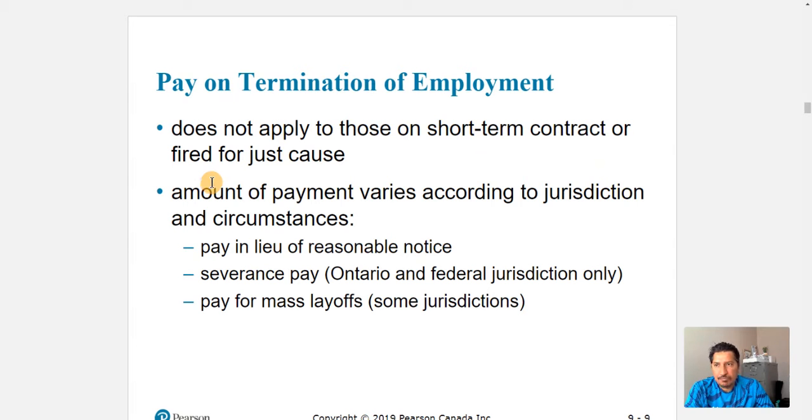Pay on termination of employment does not apply to those on a short-term contract or fired for just cause. The amount of payment varies according to jurisdiction and circumstances. It includes pay in lieu of reasonable notice, severance pay in Ontario and federal jurisdiction only, and pay for mass layoffs in some jurisdictions.